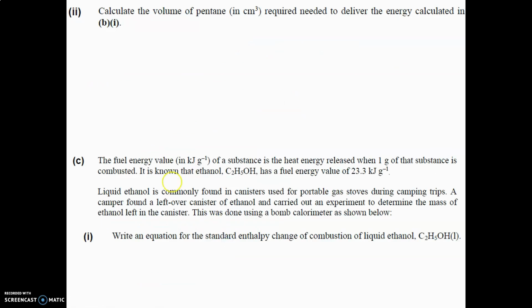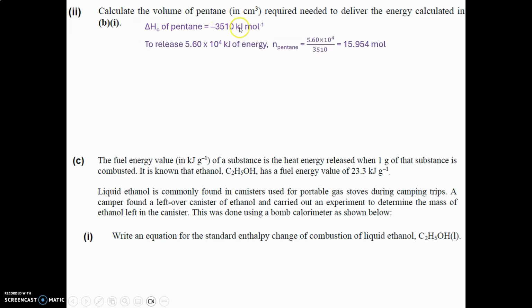Part 2. Calculate the volume of pentane required to deliver the energy in B part 1. So this is the enthalpy change of combustion of pentane. So this is negative 3510 kilojoules per mole. But from B part 1, I want to release this amount of energy. So the amount of pentane that I need will be this number divided by 3510. I will need 15.954 moles of pentane.